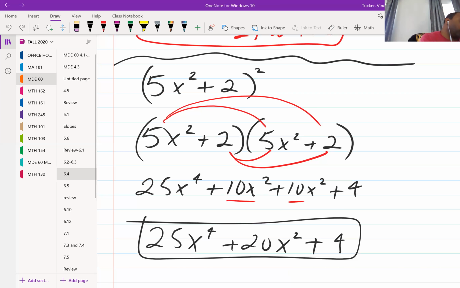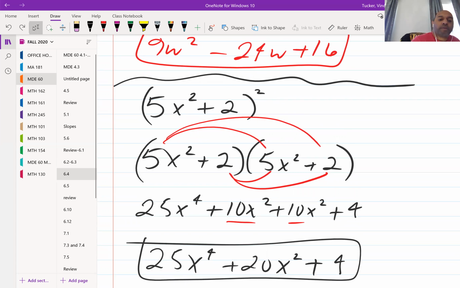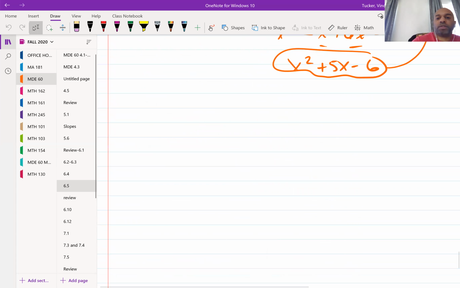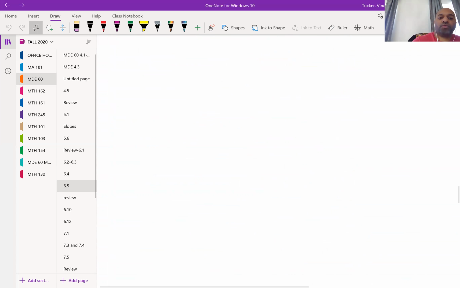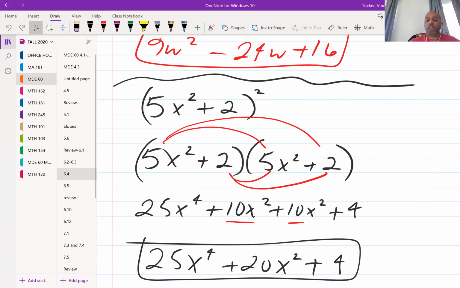All right, any questions? The next one should be factoring. Anyway, any questions before we close out today? Make sure we're good. We added, subtracted, and multiplied polynomials.